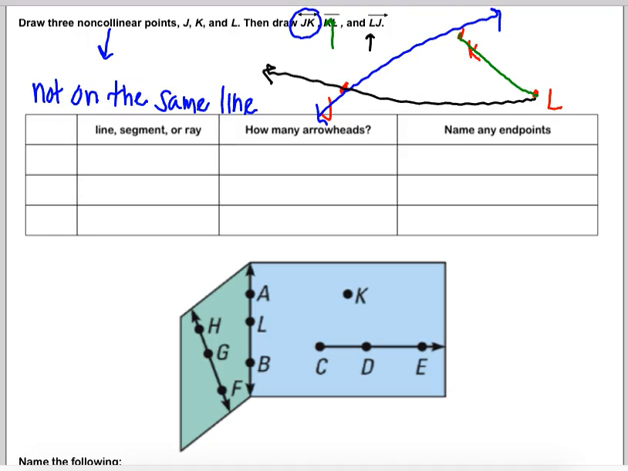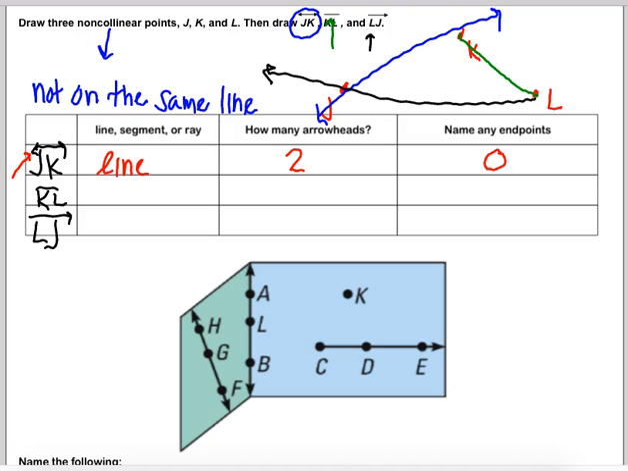Okay, so let's fill out this table. So I need you to write JK, line JK, segment KL, and ray LJ. So, is JK a line, segment, or ray? Well, we know it's a line because it has 2 arrowheads. How many arrowheads? Well, a line always has 2 arrowheads. And since a line goes on forever, it has 0 endpoints.